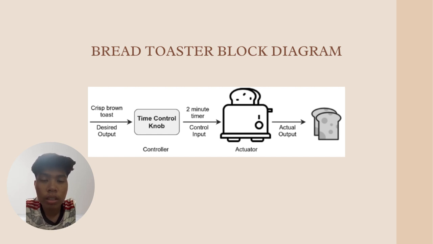We can see that the first is the desired output, where you want the crisp brown toast, and the next process is the controller, which is the time control knob. The next process is the control input, which is the 2-minute timer, and then it goes to the actuator and we get the actual output, which is crisp brown toast.